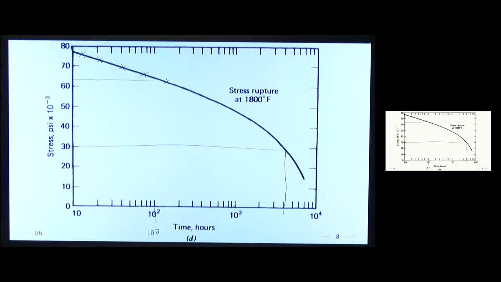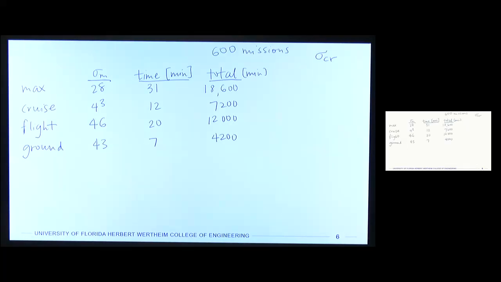Okay. So we're going to use this chart to look at the times that we had. Unfortunately, this chart is in hours. We're in minutes. So we're going to go back and translate what we had from minutes to hours so we can use the chart. Okay.